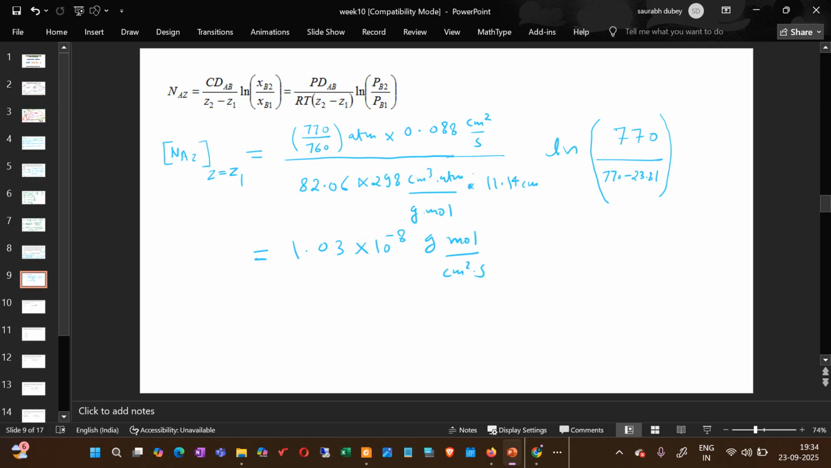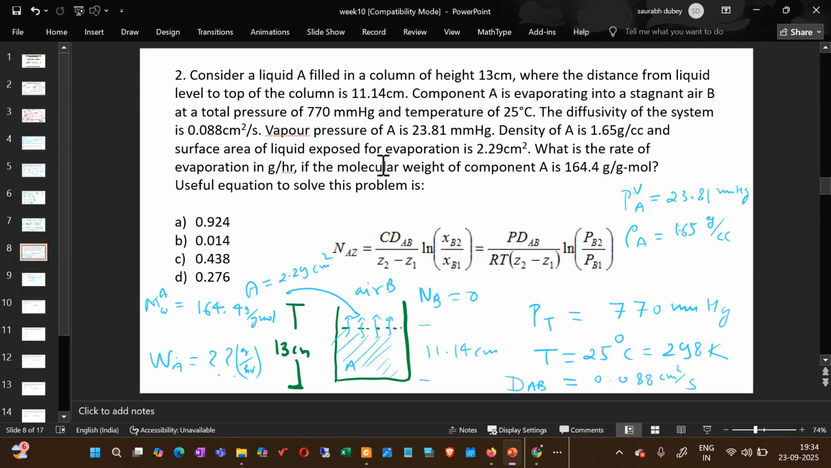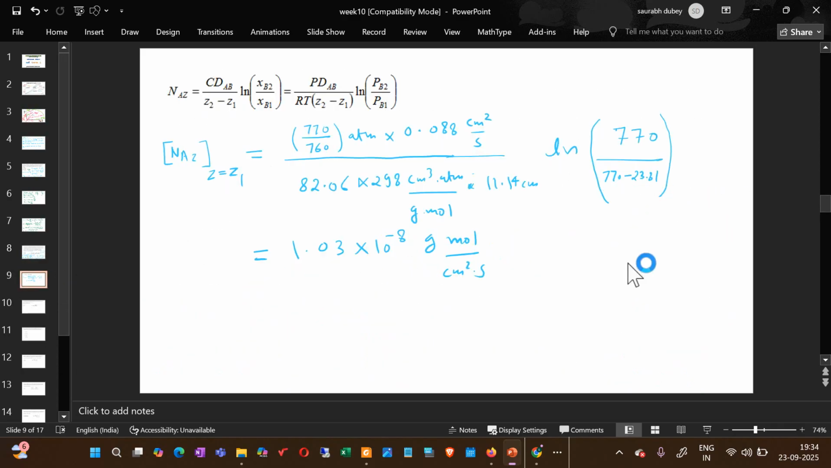Now, in this problem, what is asked? If you see, this is flux. They are asking for the rate of evaporation in gram per hour, right? So to convert it to rate of evaporation, what are you going to do? Area, and then it is asked in gram. It is in mole, so you have to convert that.